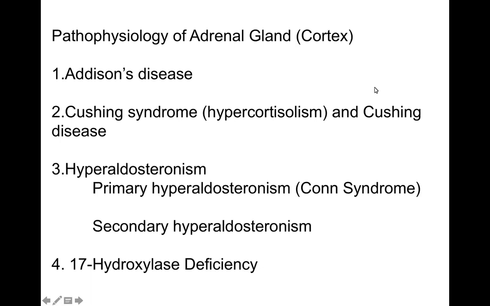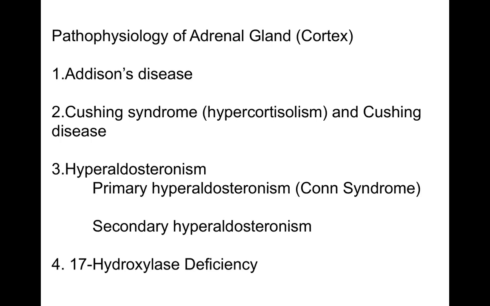I want you to understand that there are cases where there may be an adenoma, maybe a cancerous growth. This can affect the production of cortisol. The pituitary gland can be affected by the tumor, the adrenal gland can be affected by the tumor, or the tumor can also be at the hypothalamic level.